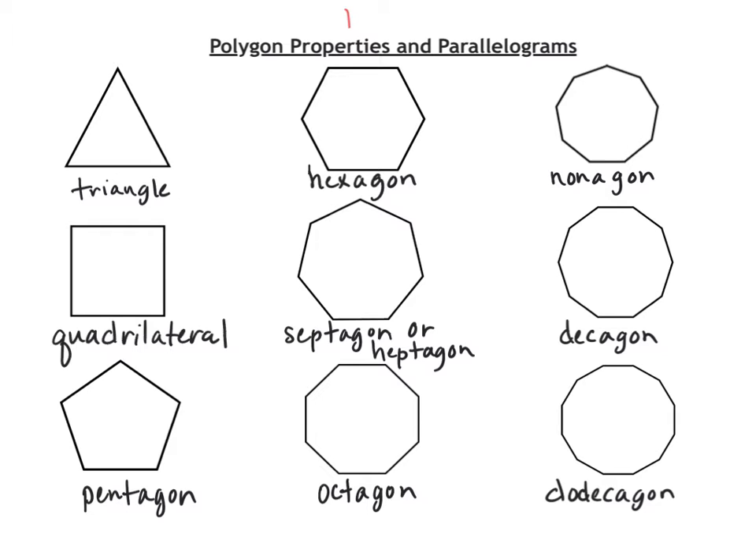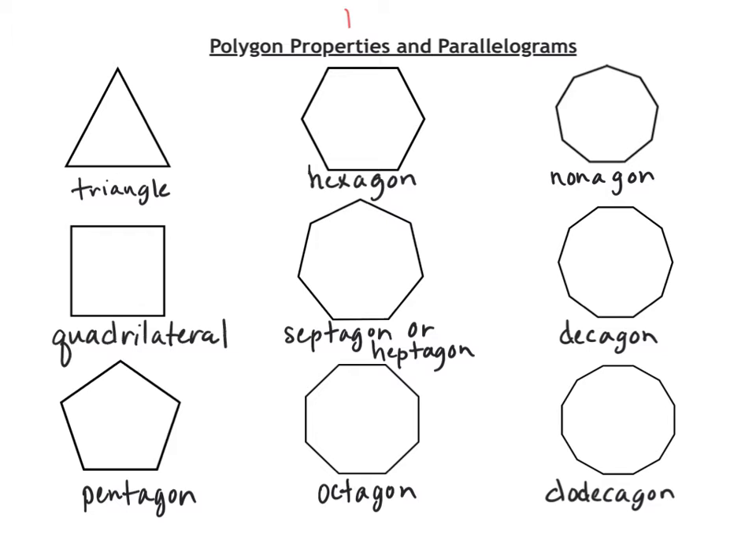Beginning with polygon shapes. Polygon means a many-sided figure. The first one we look at is a triangle. We've talked about triangles. The second one is a quadrilateral. That one's a square, but a quadrilateral is a polygon with four sides, like a rectangle or a trapezoid or a rhombus. We'll talk about those later.